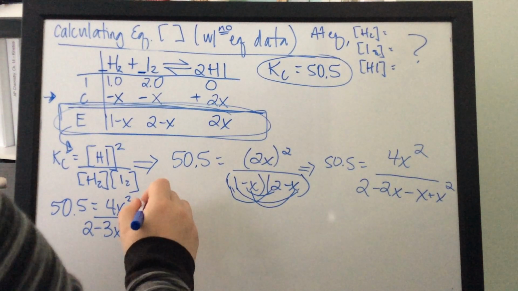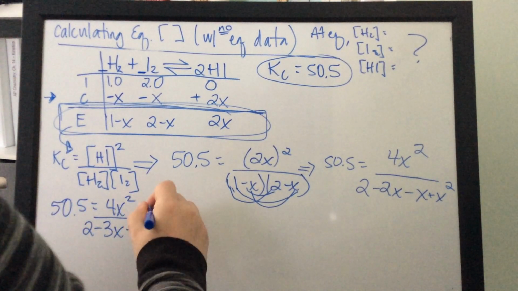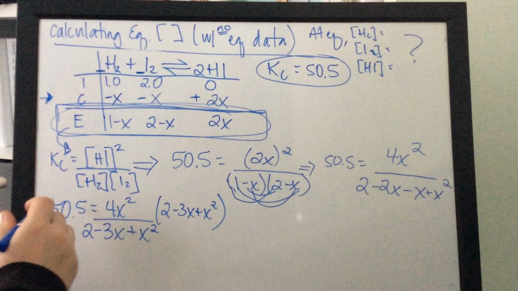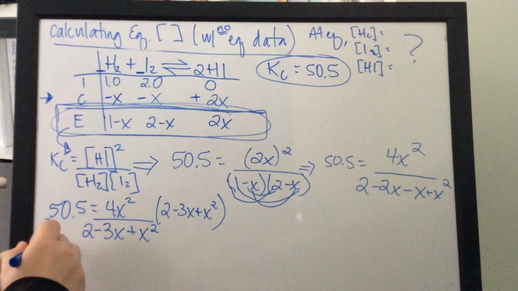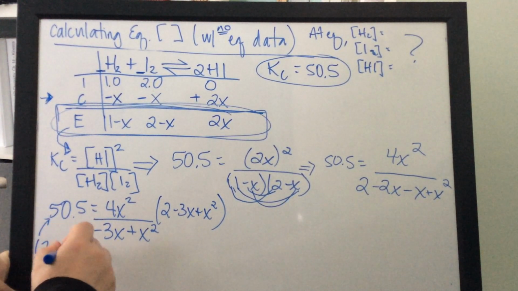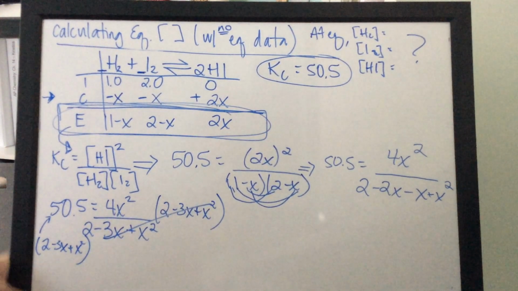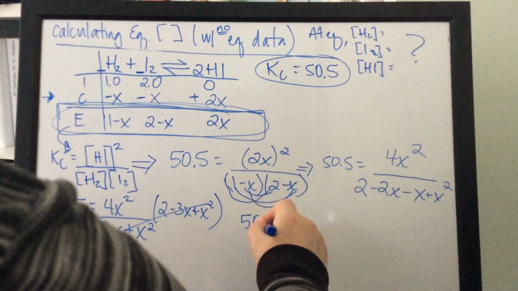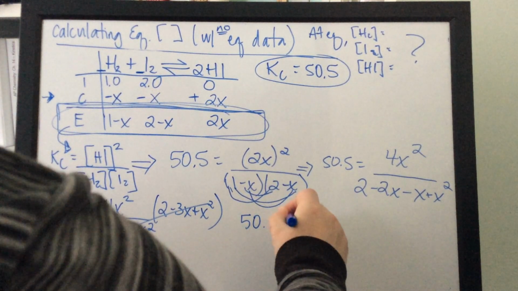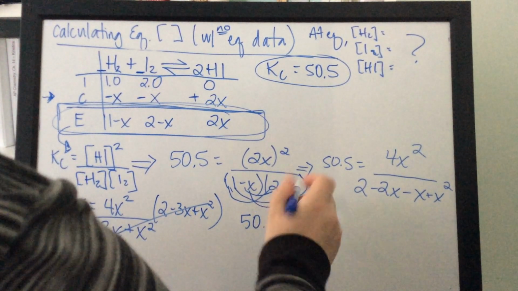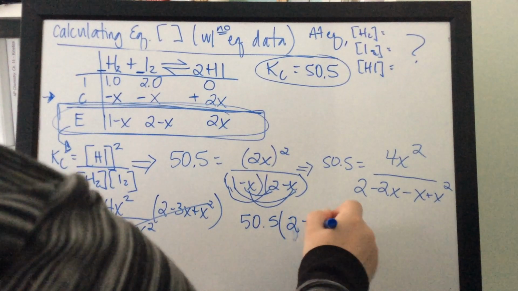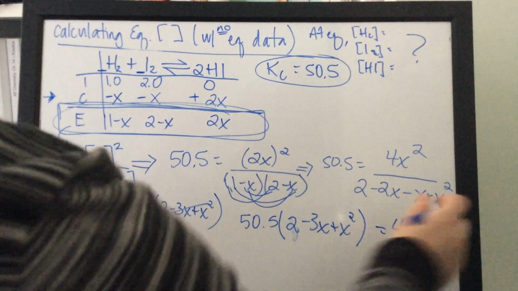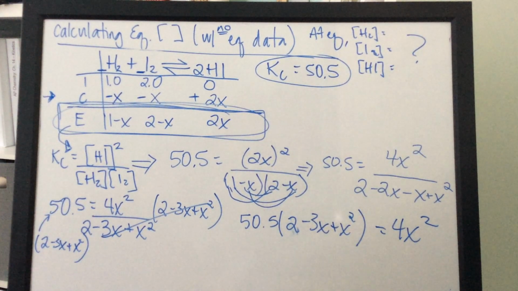So I'll multiply both sides, this is going to be hard to squeeze in here. So I'm going to multiply both sides by what's in the denominator so that this happens, right? And I'll write this out because I know this is getting crazy. So what I have is 50.5 times 2 minus 3x plus x squared equals 4x squared. Okay, so that's where I am right now.